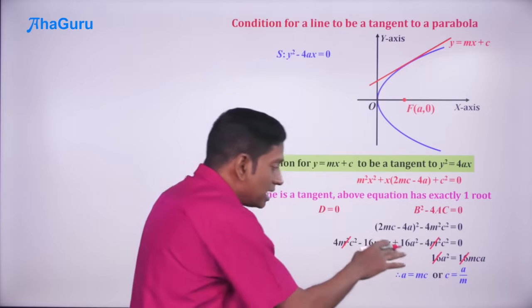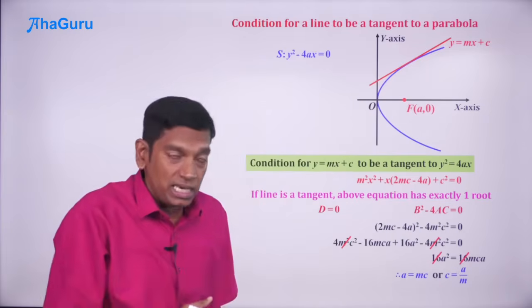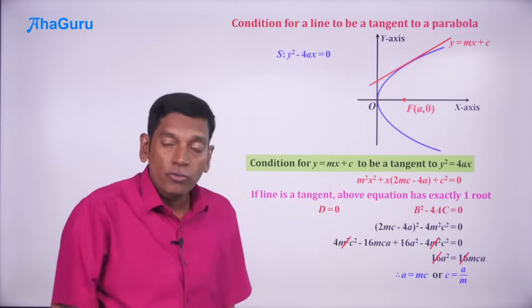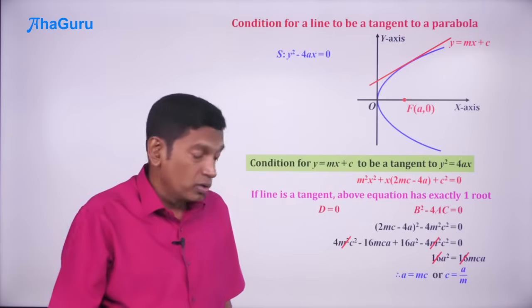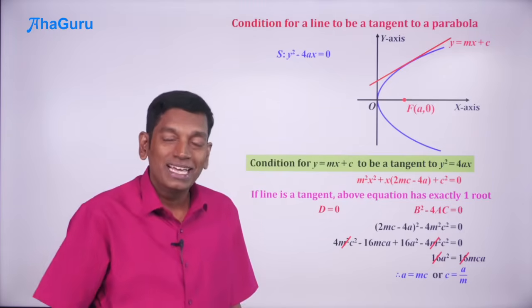So this is the condition for a line y equals mx plus c to be a tangent to the parabola y squared minus 4ax equals 0. We will use this many times later. So it's a very important condition to remember.